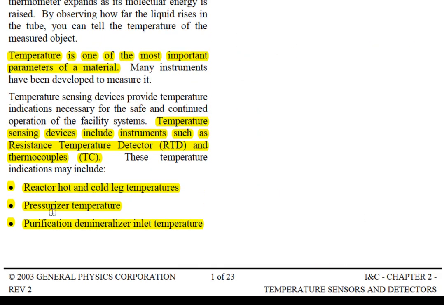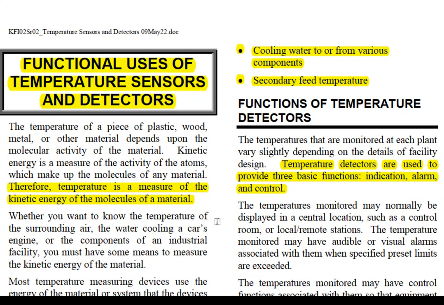Reactor hot and cold temperature legs, pressurizer temperature. The DMINs in the chemistry department, the cooling water for cooling components, also known as CCW, component cooling water, and then secondary feed temperature.